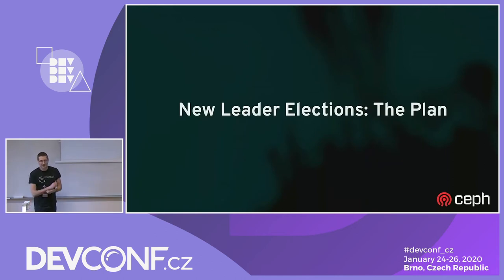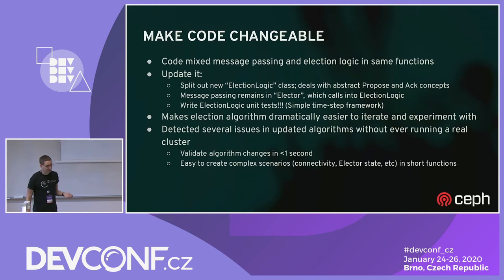So a while ago I'd asked to make stretch quorums or stretch clusters possible, and this was the first problem I identified. And I came up with a plan. First of all, I need to be able to change the code at all. The election code that we've been talking about is some of the oldest code in the Ceph project. It mixed up the message passing between monitor daemons and the logic to decide what should happen when you get those messages in the same functions, and so it wasn't unit testable at all.